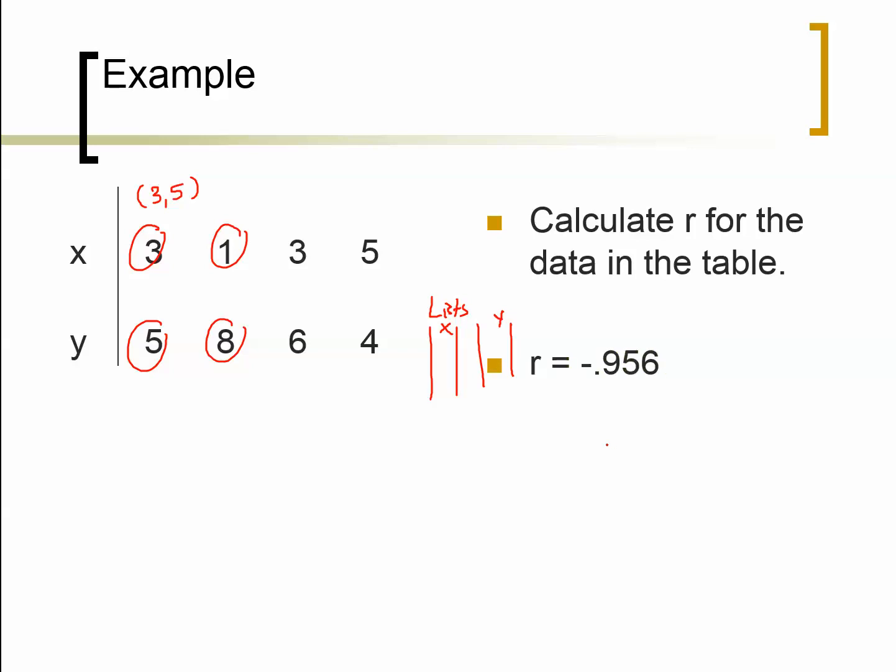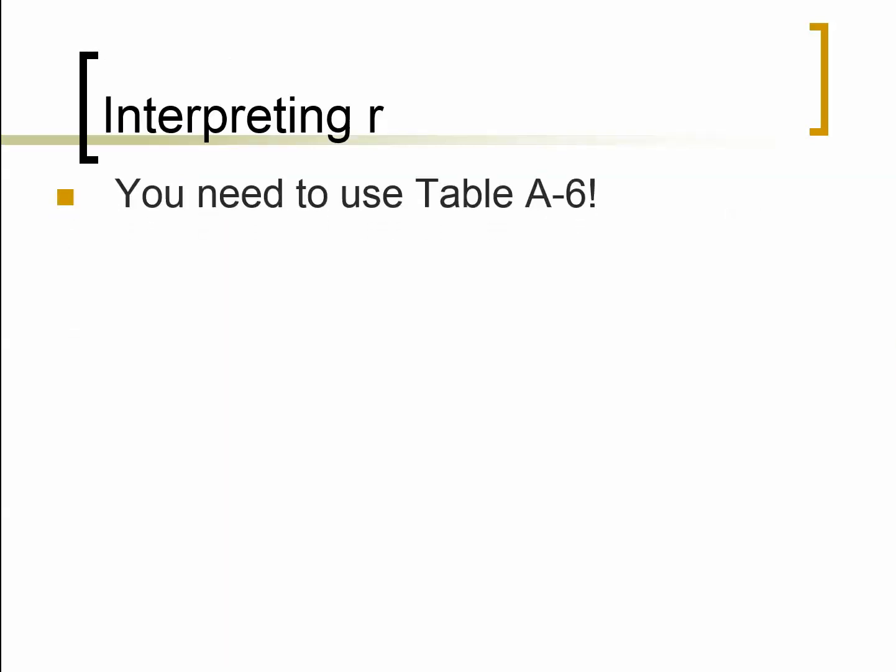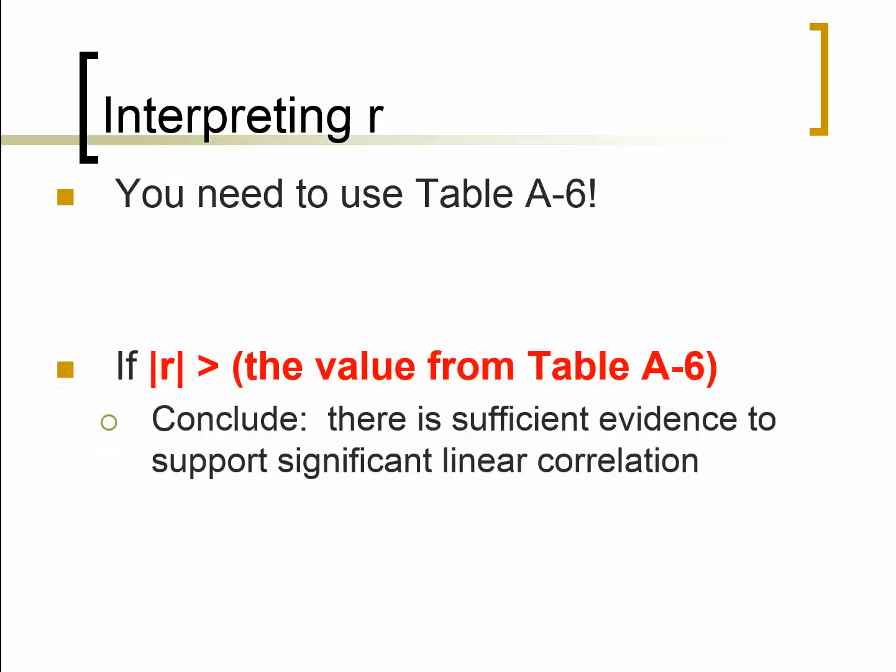This is the R that you should get when you enter the data in and you calculate your two variable statistics. Negative 0.956. Always round R to 3 decimal places. Once we know how to calculate R, we also then will need to know how to interpret our results. We will do this using Table A6.